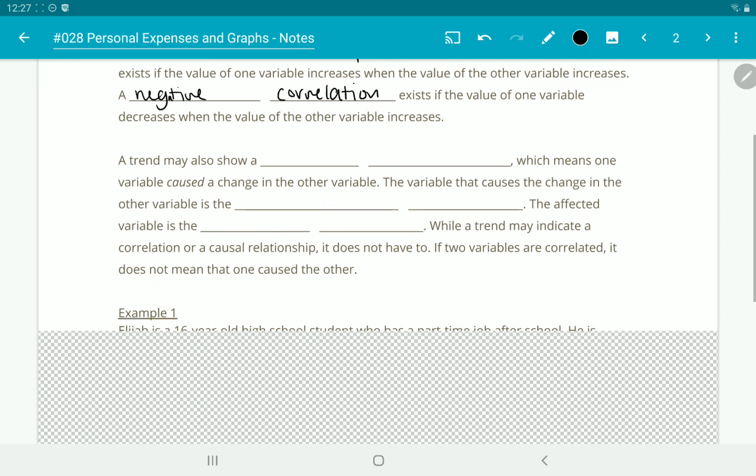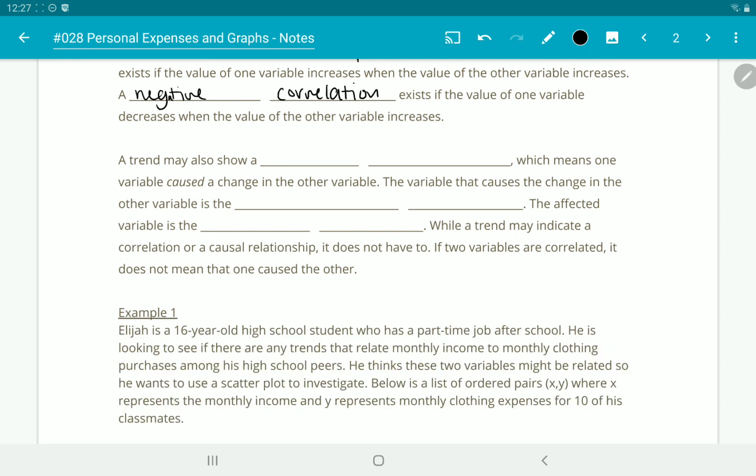Moving on, a trend may also show a causal relationship, which means that one variable actually caused a change in the other variable. The variable that causes the change in the other variable is called the explanatory variable. And the affected variable is the response variable.